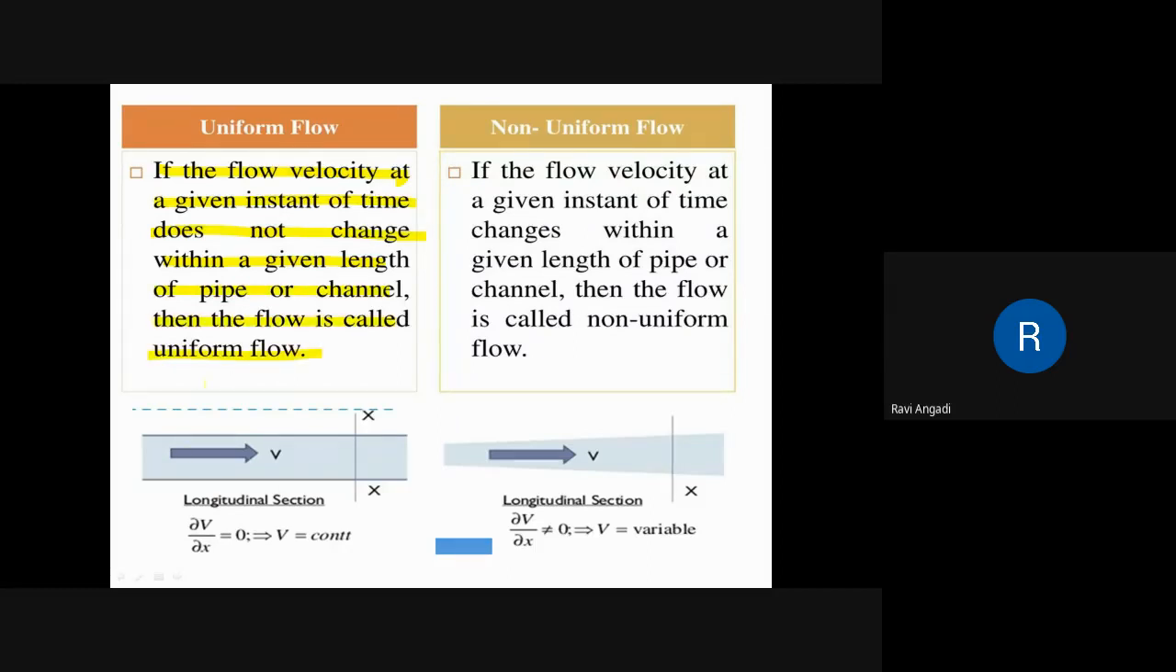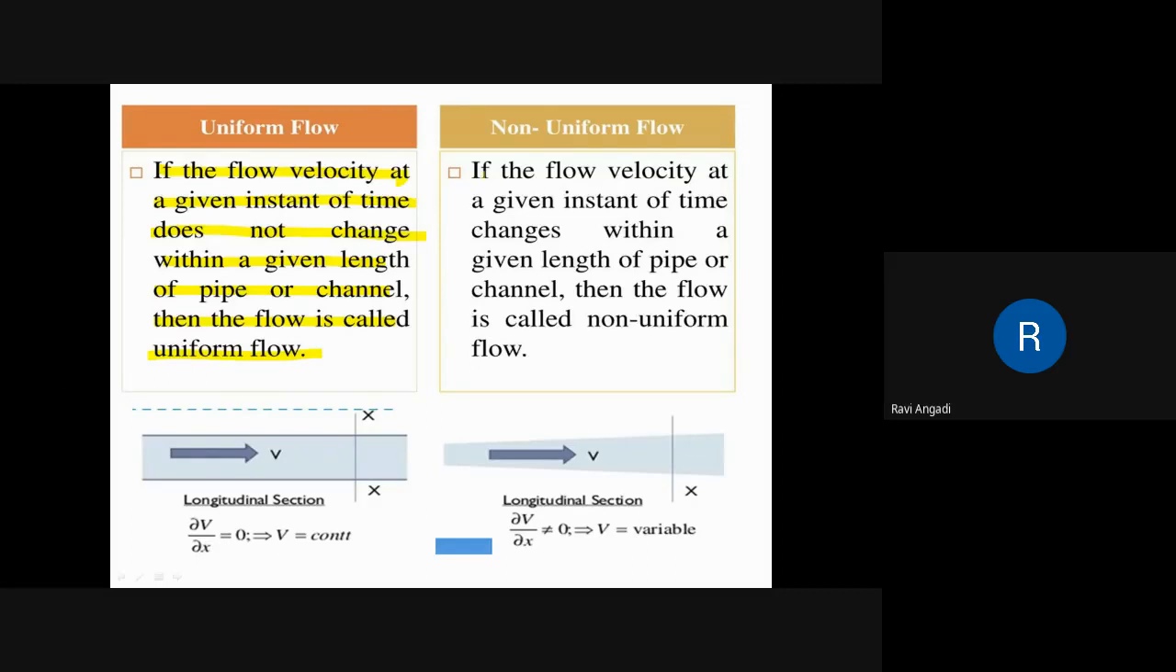If in the exam they ask what is the difference between uniform flow and non-uniform flow, just write the definition and draw this figure and show it. At every section the depth remains the same, hence the velocity remains constant, that is, dou v by dou x equal to 0. You can say like this.